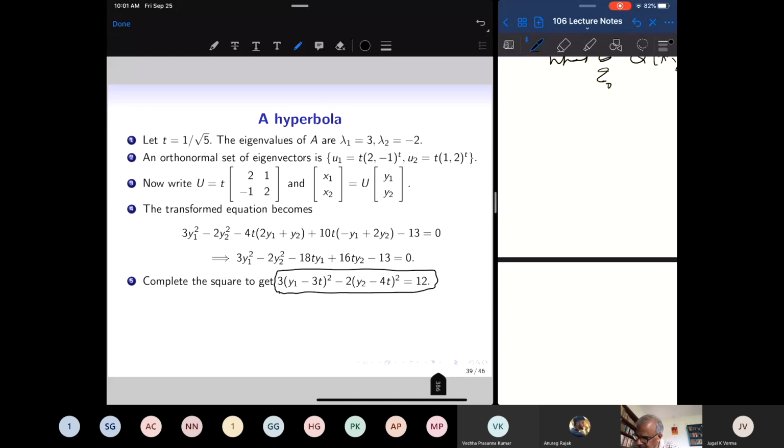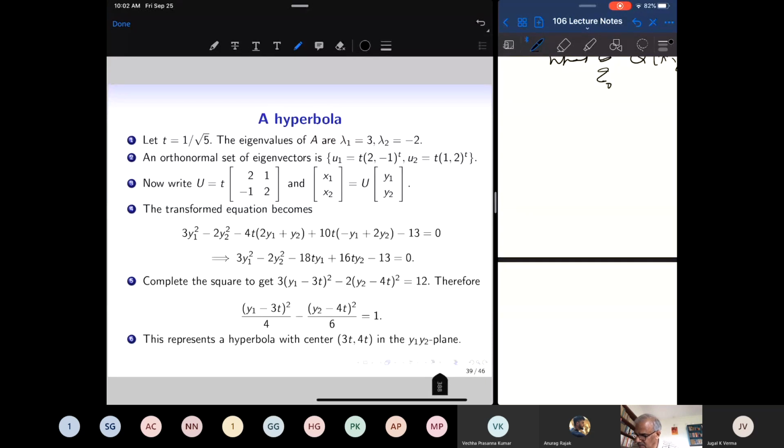Now you see there is a negative term, and the center, so this represents a hyperbola, and the center is given at 3t and 4t. That is the center. So (y1 minus 3t) square over 4 and (y2 minus 4t) square over 6 equal to 1. Okay, this is a hyperbola with the center 3t, 4t in the y1 y2 plane. And you can draw this hyperbola in the y1 y2 plane and determine various things. The vectors u1 and u2 are in the direction of positive y1 and positive y2 axis.